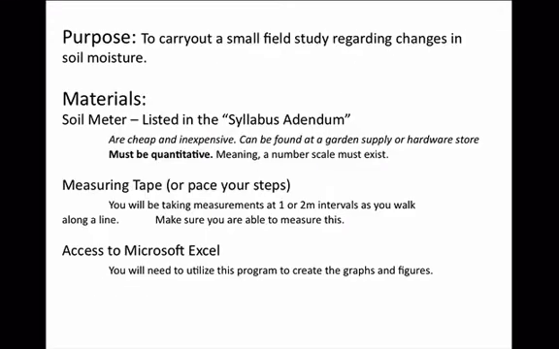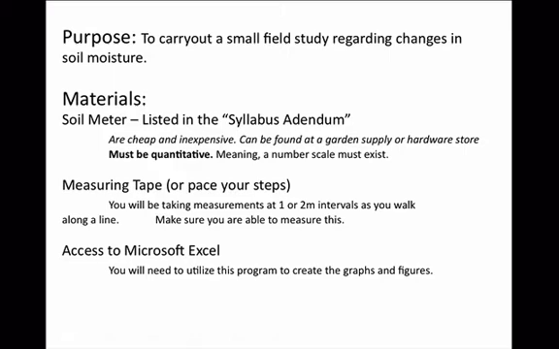via Dropbox. So the purpose of this experiment is to carry out a small field study regarding the changes in soil moisture. You can see this as carrying out a mini study that can be projected or included into your overall final study that you submit. The things that you'll need is that soil meter, which I just talked about, and again they can be roughly $15 to $20 each. And then if you have access to this, a measuring tape.